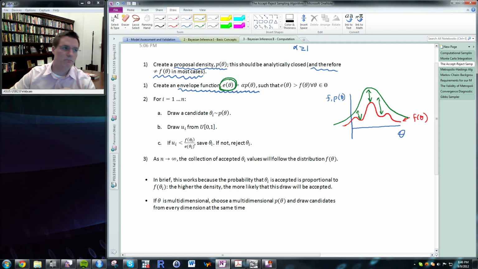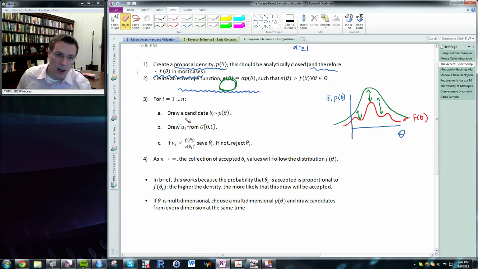So I can just literally multiply the density by some constant in order to make this true. That can make the envelope function no longer a proper distribution, which is to say it will no longer sum to 1. As you're going to see, that's actually not important. The proposal density does need to be a proper density, but the envelope function doesn't. Okay, so we've got our envelope function and our proposal density. What are we going to do?